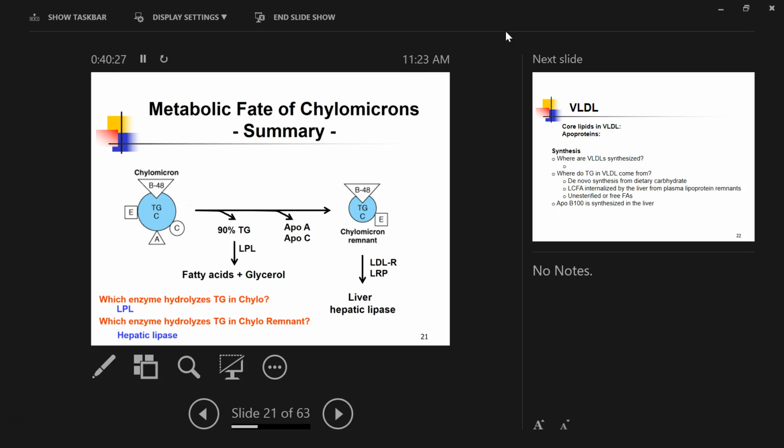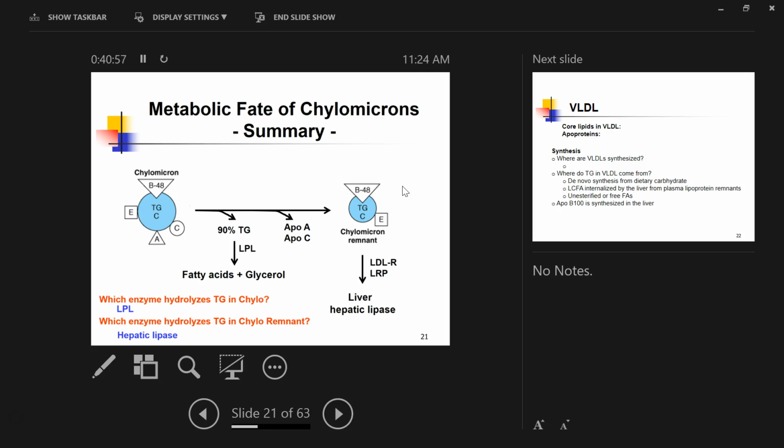B48 and E, right? Okay, so which apoprotein is required for lipoprotein lipase activity? ApoC2, right? Okay, well, that's a question.